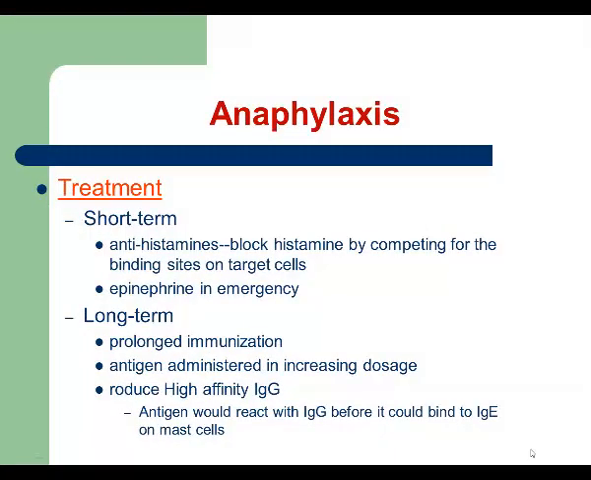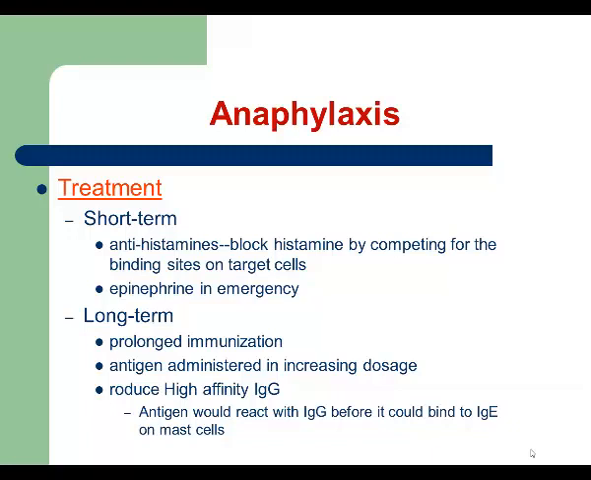Treatment. How do we treat allergic reactions? There are two types of treatment we use today. The first type is called short-term treatment, and with the short-term treatment we of course use antihistamines, and they actually block histamine by competing for the binding sites on the target cells. Also, we can use epinephrine in emergency cases.